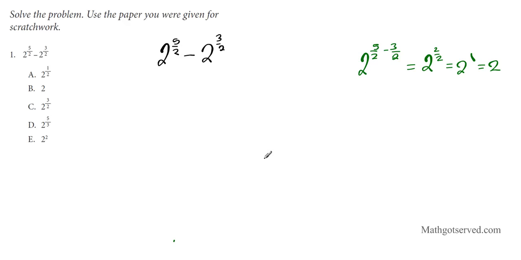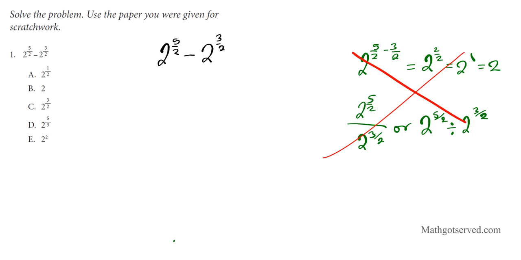This procedure I just applied here is if we were dividing, if we had 2 to the 5 over 2 over 2 to the 3 over 2, or if we had 2 to the 5 over 2 divided by 2 to the 3 over 2. Then we'll apply a rule called the quotient property of exponents. That's when you subtract, anytime you're dividing exponents, you subtract the powers. But that's not the case here. This is a difference of exponents, so we cannot use this rule here. So this is wrong. FYI, this is the wrong procedure.